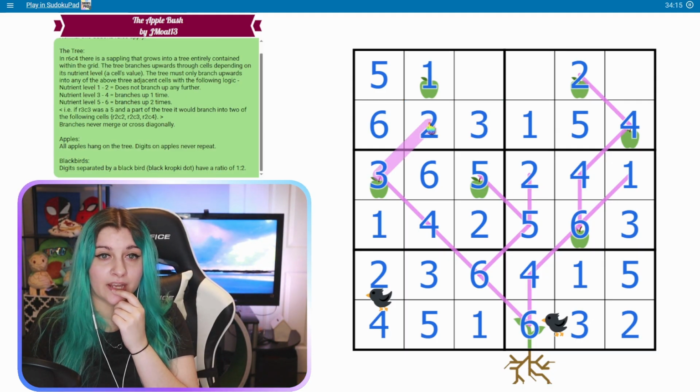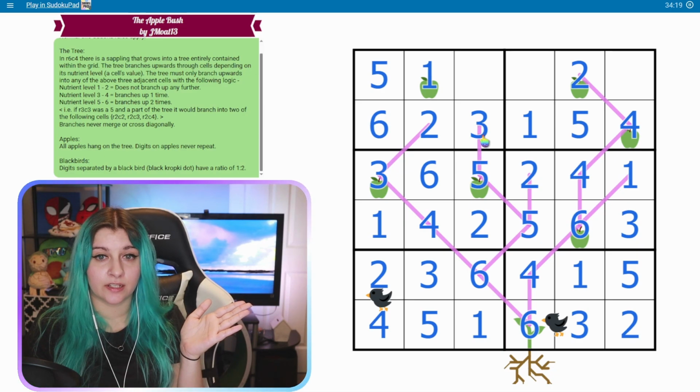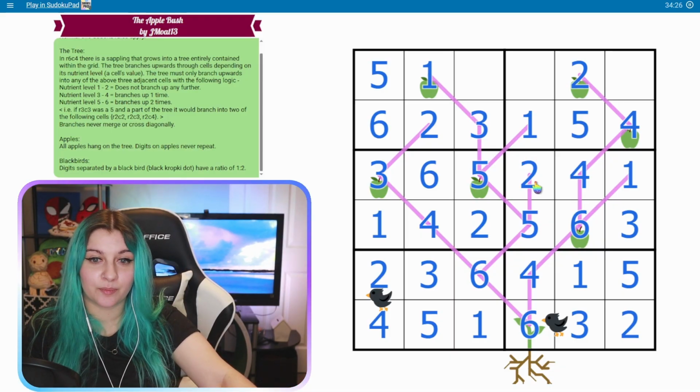I also have a branch here, which dead ends. I have a branch here and here. This one dead ends. This one is going to go to the 1. And I think our tree is good now. I'm going to double check.